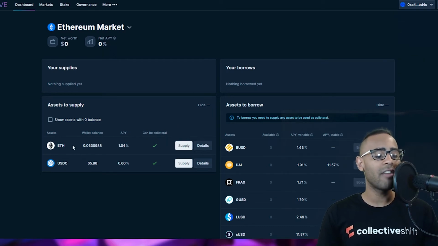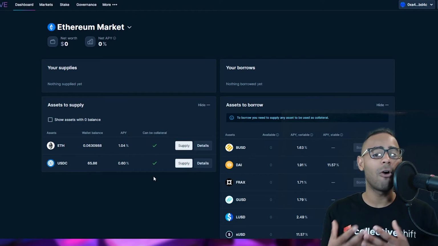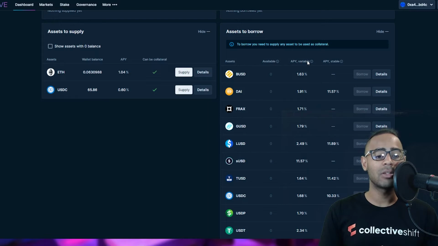Now you can see I have a little bit of funds in my Optimism wallet. I have $65 in Optimism. I want to go ahead and supply this. This is a lending and borrowing platform on Optimism. What you can do is lend your tokens for a set rate, and people can borrow this and pay rates to you as well as to Aave.